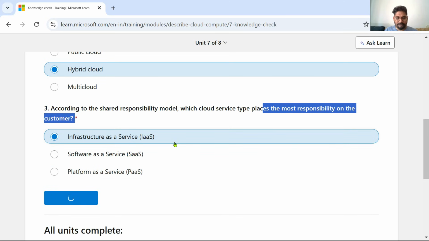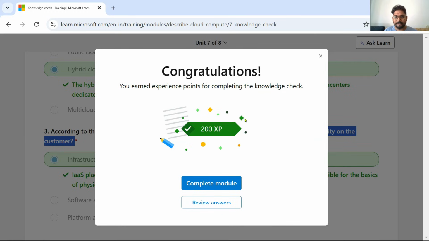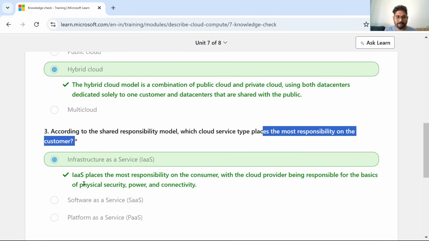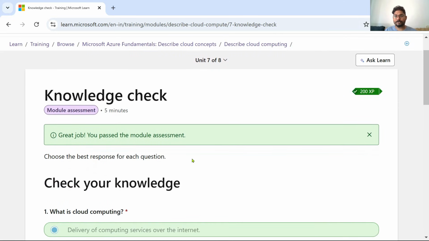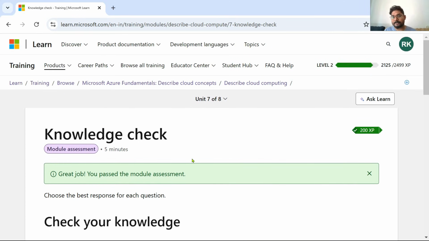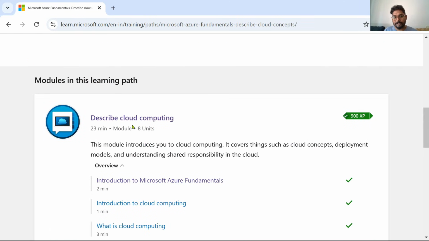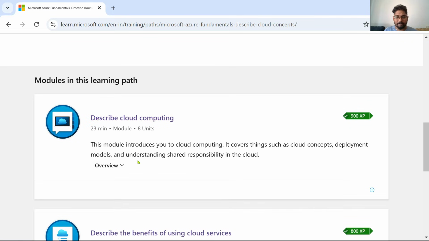Let me click on submit. You can see all the answers are correct. So this is correct, this is correct, and this is correct. So great job. Let's meet on the next topic. So this topic is fully completed. Describe cloud computing. Let me minimize this.